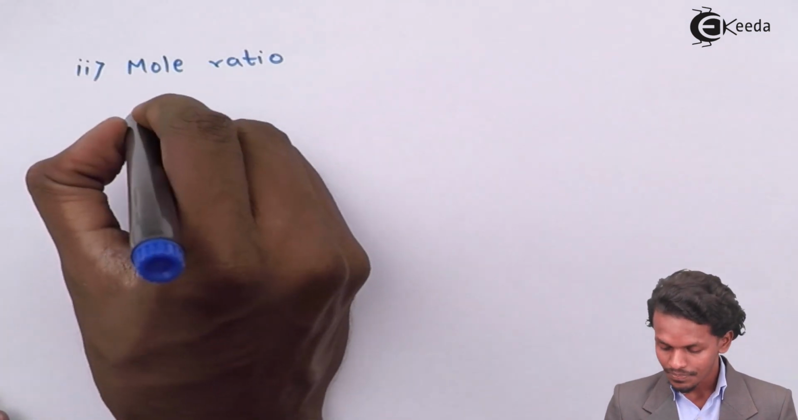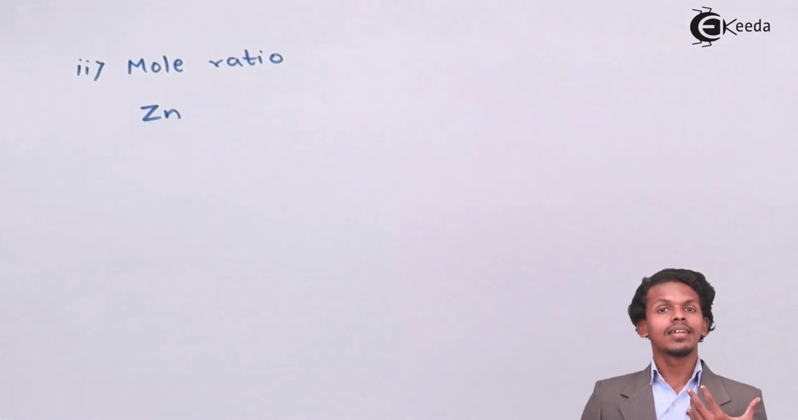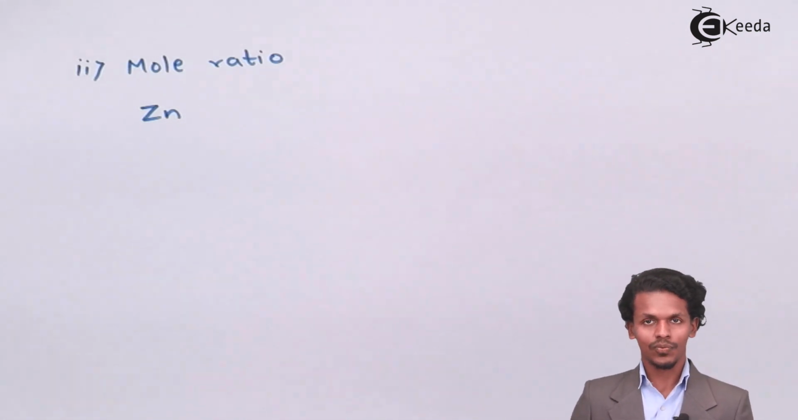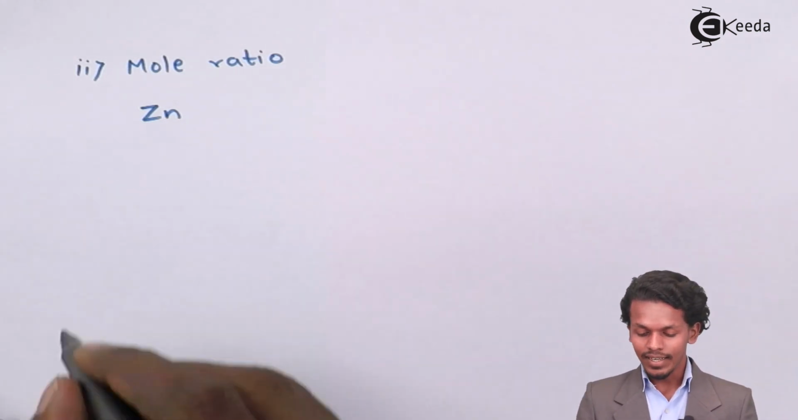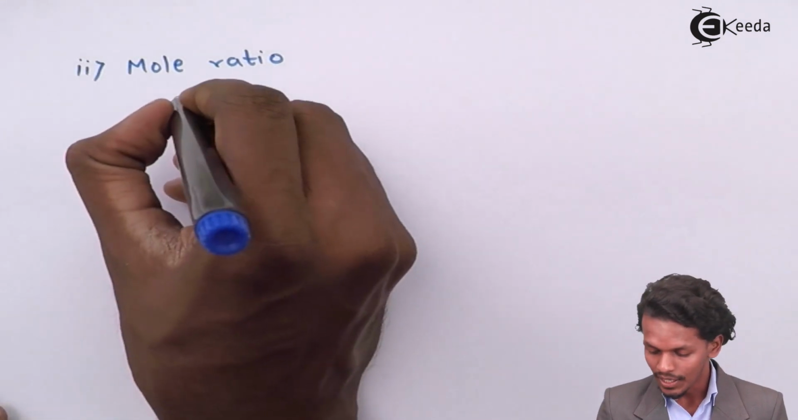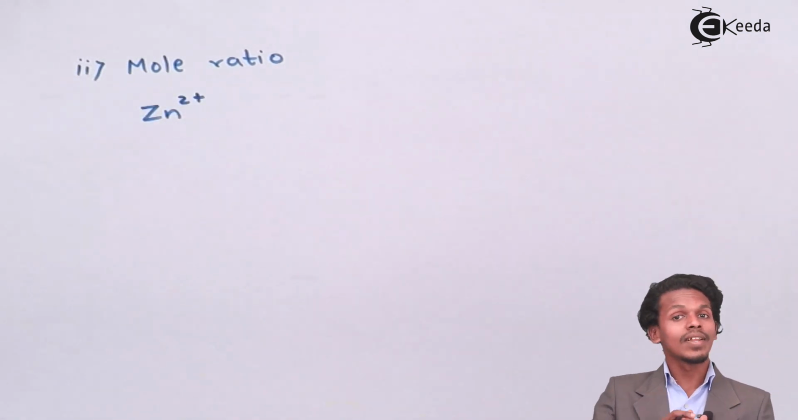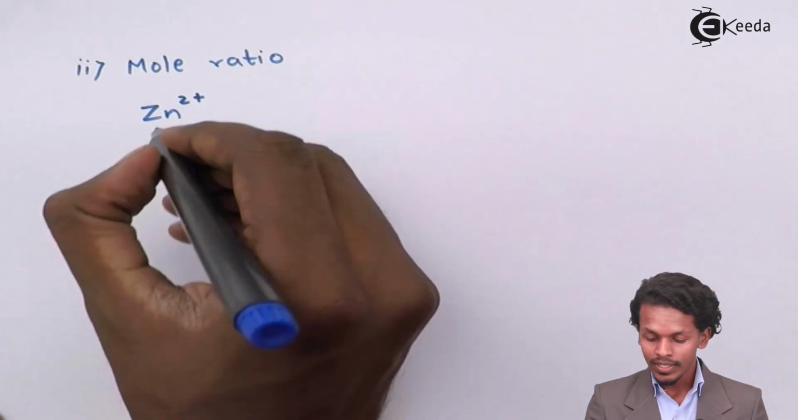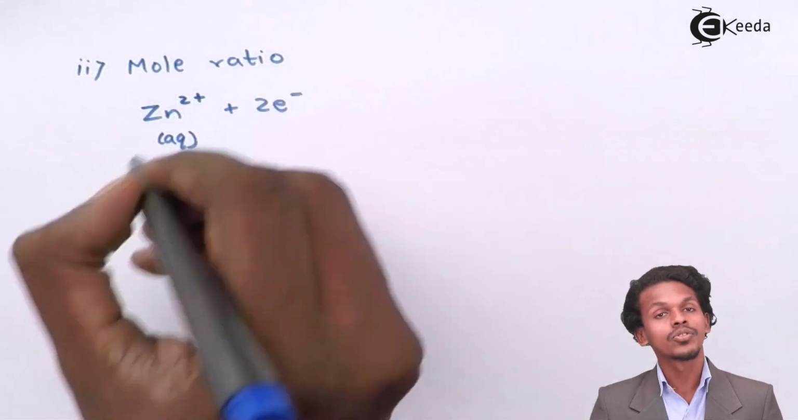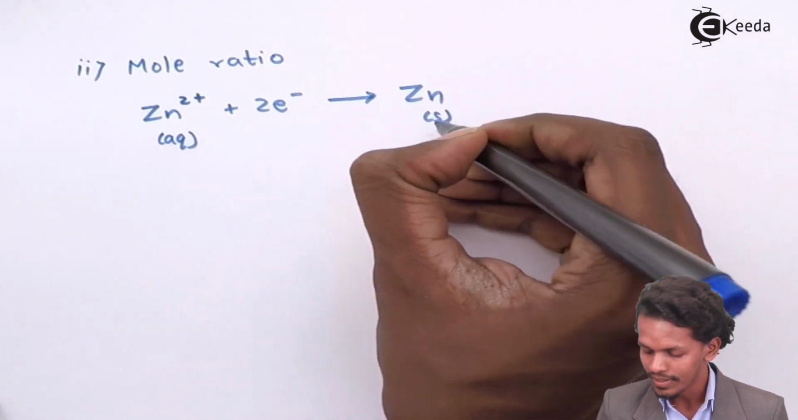In this case, the zinc is obtained when it is dipped in a solution of ZnSO4. So if I say that zinc which is present in aqueous form, that is Zn2+, will accept 2 electrons to form zinc, and only then will this get deposited as zinc. So Zn2+ in aqueous form will accept 2 moles of electrons, and only then will it get deposited as solid zinc.